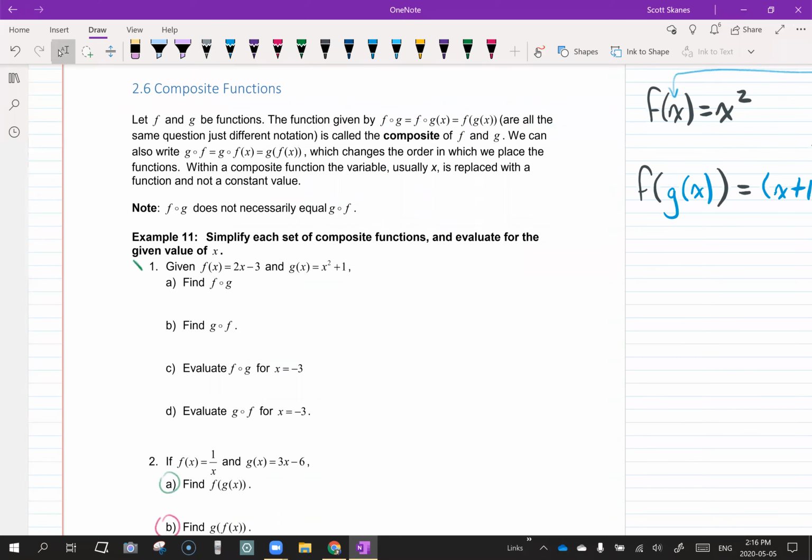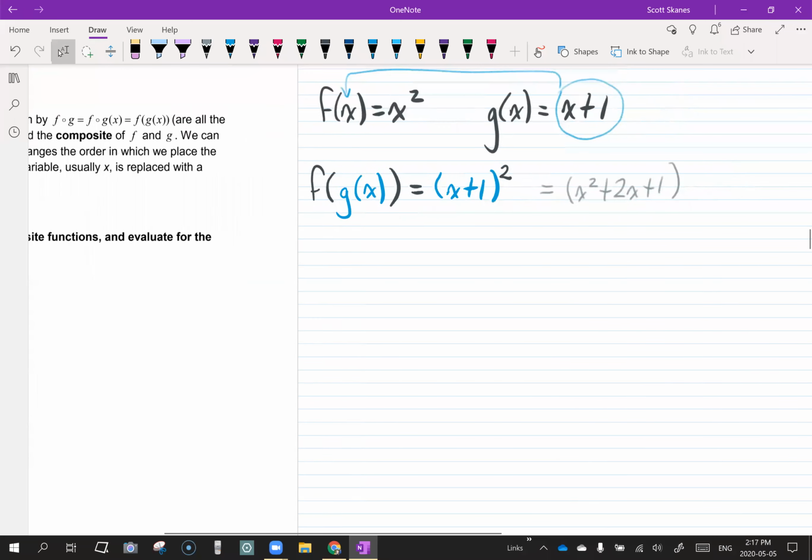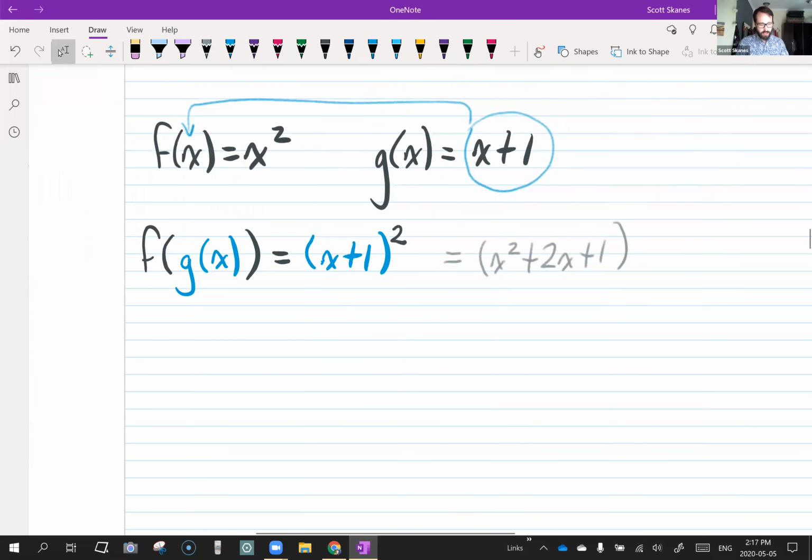Sir, how did you do it this way, like x plus 1 in its own bracket and then square? Well, what I did is, you see where the x is in the first function, right?